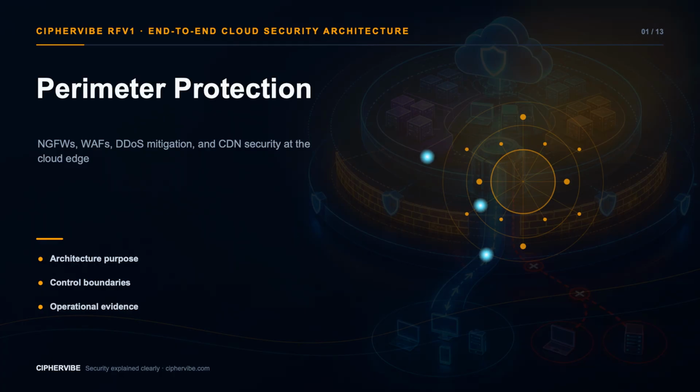Perimeter protection reduces exposure where public traffic meets cloud applications and services. The modern edge is distributed across DNS, CDN, DDoS defense, web application filtering, and controlled ingress. We will connect its purpose, design boundaries, implementation path, failure modes, and evidence of effectiveness.